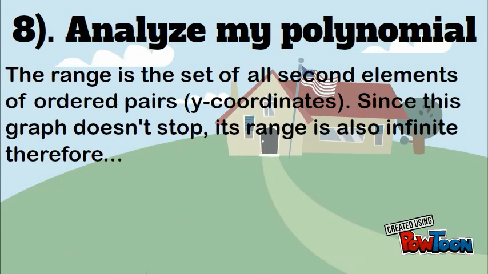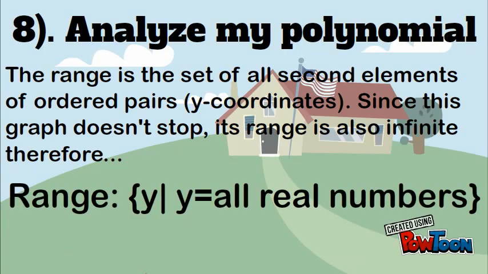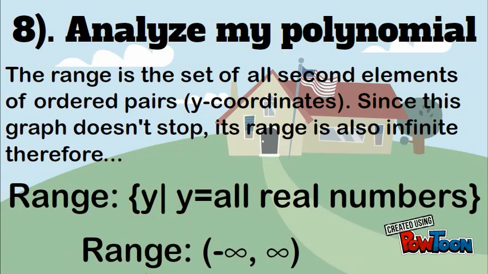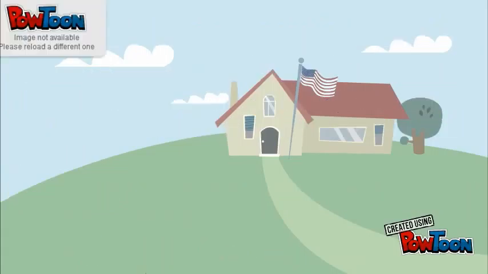Next, let's move over to the range. The range is the set of all second elements of ordered pairs, the y coordinates. Since this graph does not stop, its range is also infinite. Therefore, y is equal to all real numbers, which is from negative infinity to positive infinity. As we can see a greater amount of the graph in this picture, we can see that it goes down to negative infinity and it goes up to positive infinity.